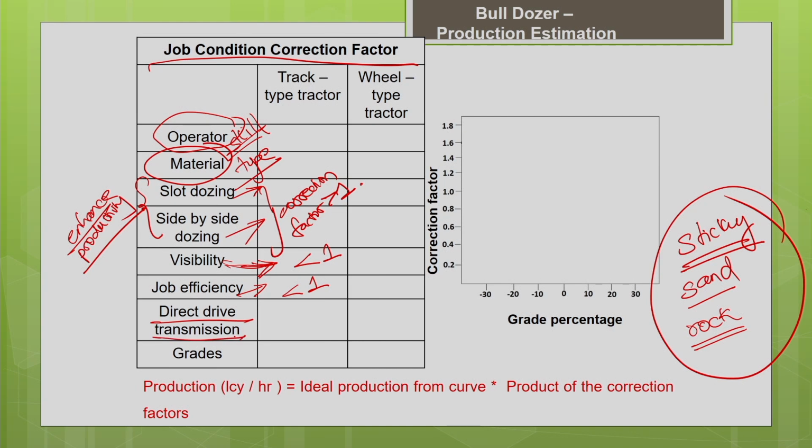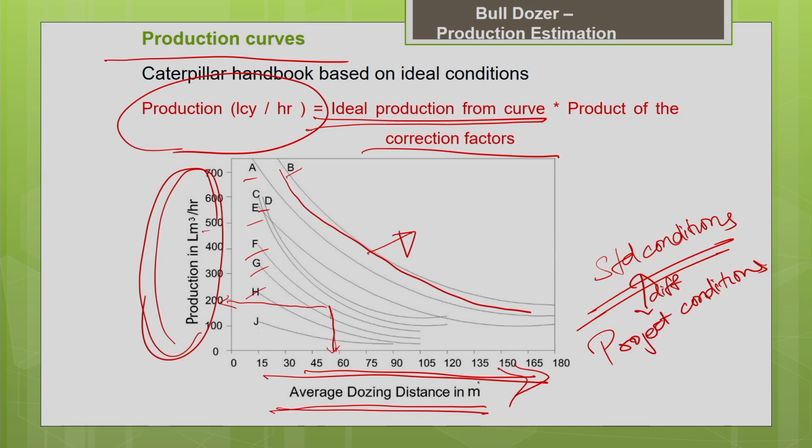So the curve is valid for power shift mode, that means torque converter mode, with automatic gear change. If you are going for direct drive, the maneuver time will increase, so your productivity will be reducing. Accordingly, you have to apply the correction factor. And depending upon the grade percentage, that means slope: this curve value is based on the assumption that you are operating the machine on a flat terrain.